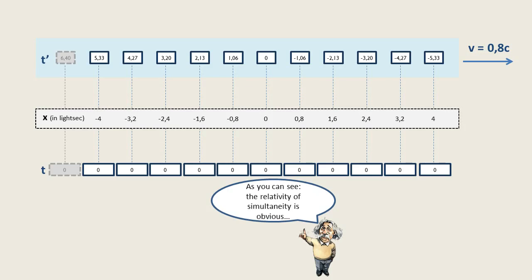As you can see, the relativity of simultaneity is obvious. The clocks from observer O' are not synchronized according to observer O. To see if the clock from observer O' runs slower, we must follow it and compare it with the clock in the frame of observer O at the same distance, the same x. At t equals 0 it reads 0, just like the clock at the same x from observer O.